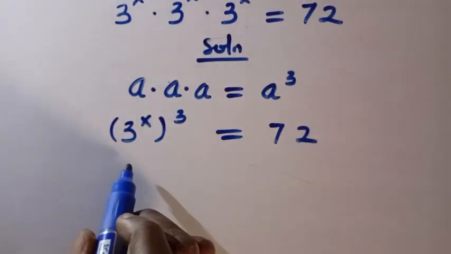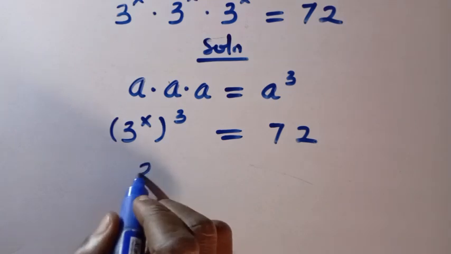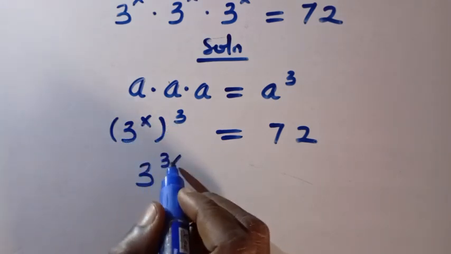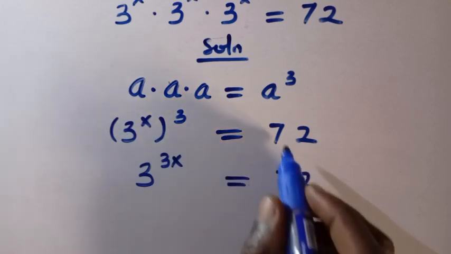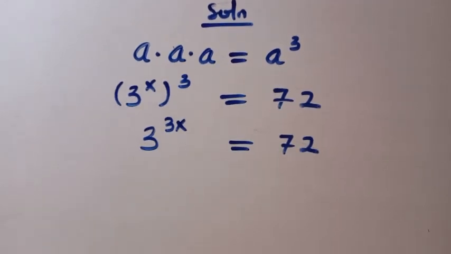Then here is (3^x)^3. So we consider it as 3 raised to the power of x multiplied by 3, that is 3^(3x), equals 72. Then let's introduce log on both sides.